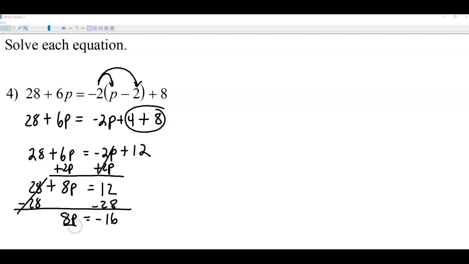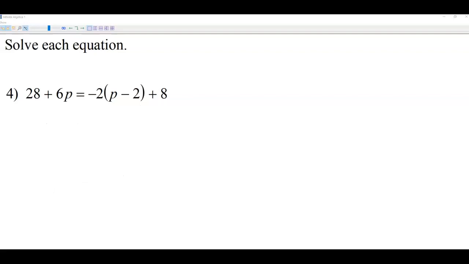The multiple there is the 8. So since it's multiplying the p, the opposite is to divide. So I'm going to divide both sides by 8, and I get -2. So there's my final answer for that one.